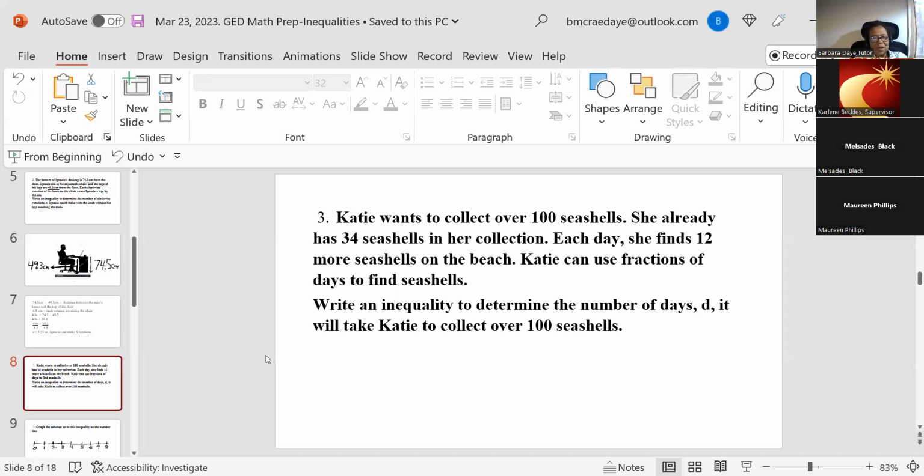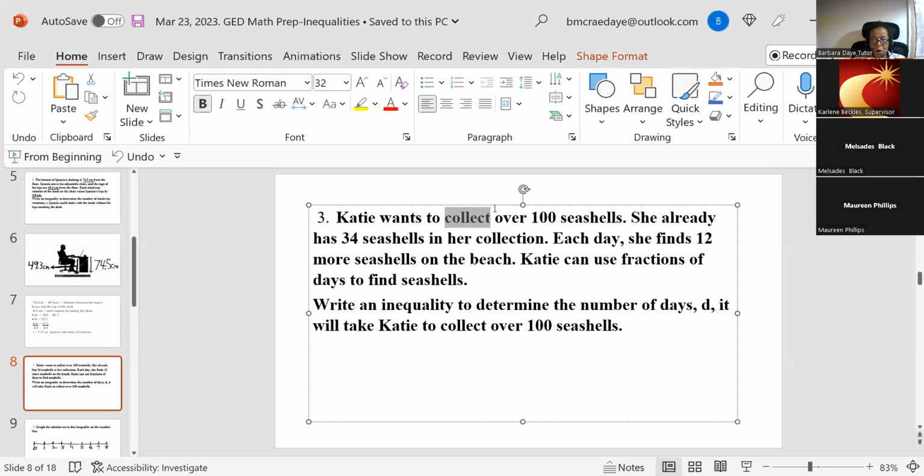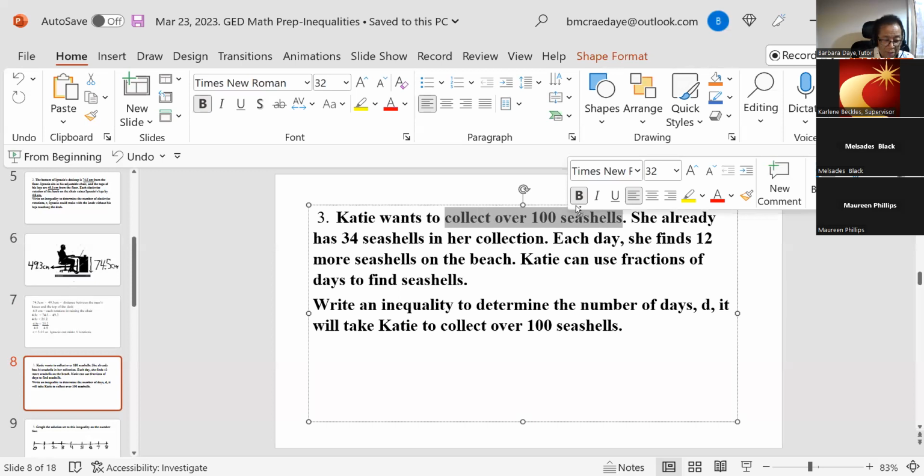Okay. So, reading this, what are you going to need in this problem, Mercedes? Oh boy. Kathy wants to collect 100 shells. So, our aim is to collect 100 shells. No, over. Over 100 shells. Careful, because you remember you've got to put an inequality. She wants to collect over 100.